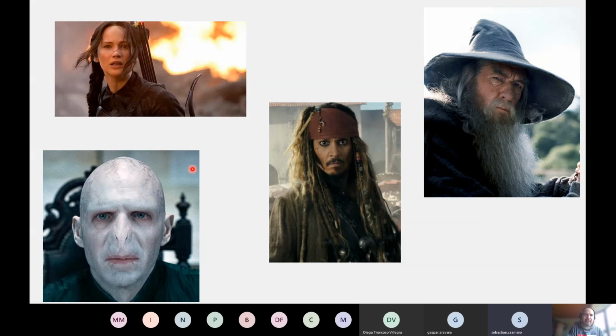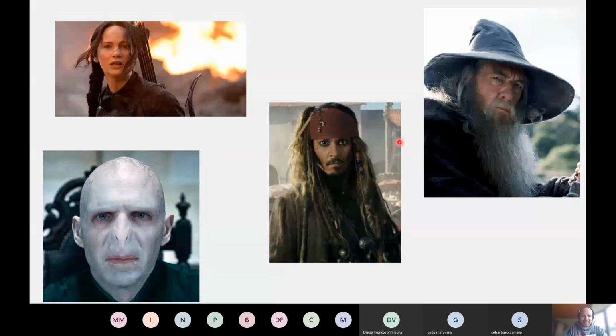All right. And the lady in the top left-hand corner? Any idea? I know that she's from Hunger Games. Mm-hmm. But I can't remember her name. I think it's like Cat or something like that. Cat. Katniss. Oh, thank you. Katniss. All right.